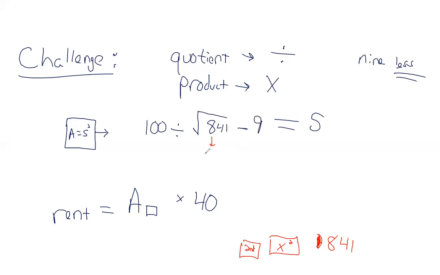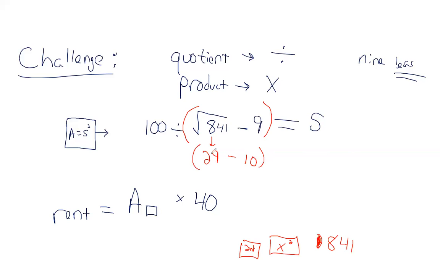29. I better put this in parentheses too. I forgot to do that. Okay, let me rewind a little bit. This goes in parentheses because it says the quotient of 100 and 9 less than the square root of 841. 9 less than the square root of 841 has to go together because of the way it's phrased. That's just a little bit tricky, but that's how it is in this problem.